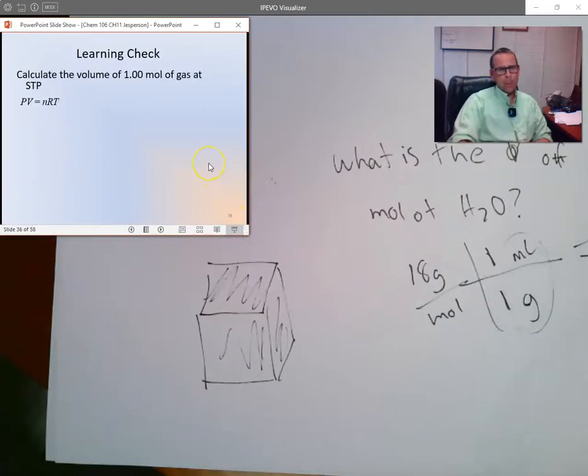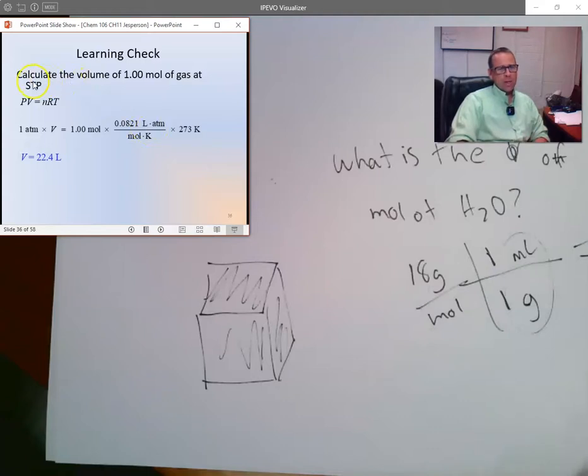Now, notice this. The question says calculate the volume of 1 mole of, what kind of gas did it say here? Did it say it was gaseous water? Did it say helium, hydrogen?